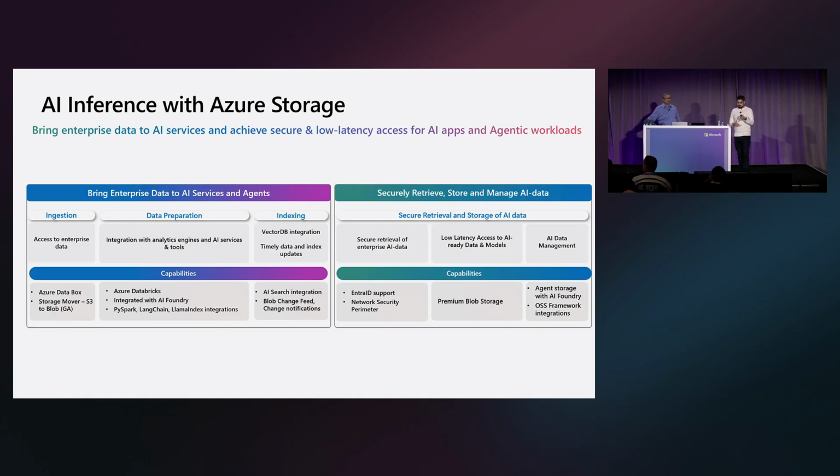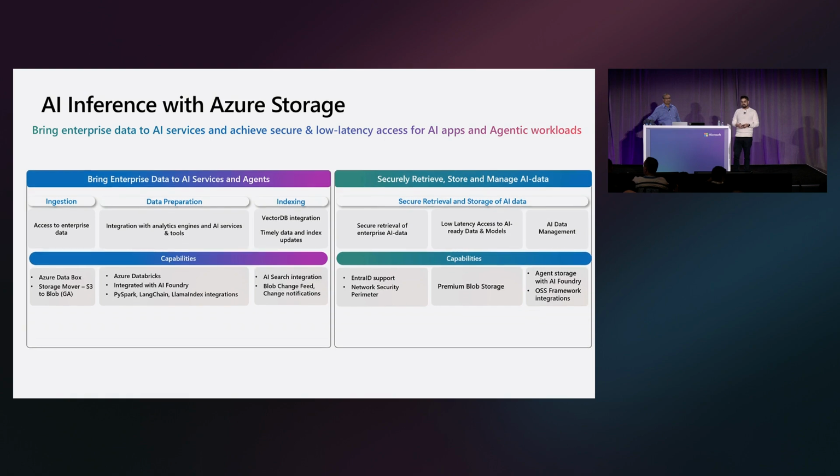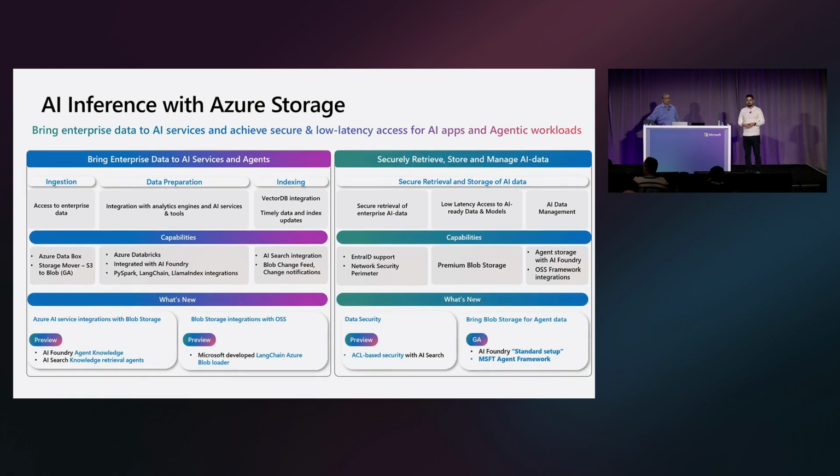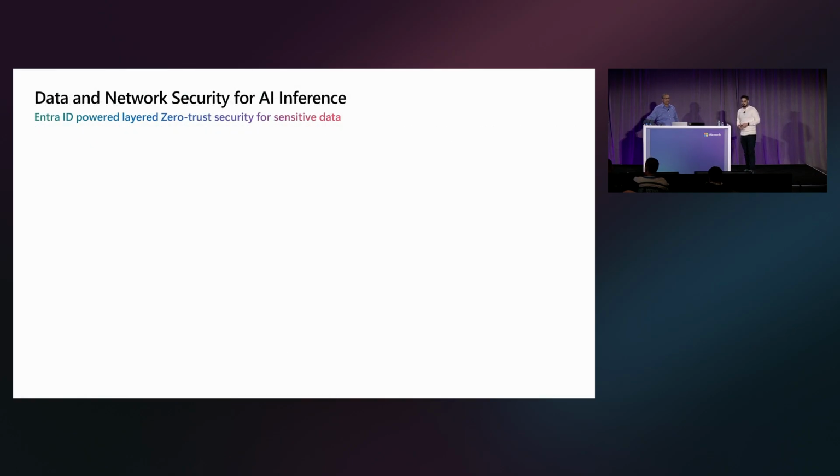The other thing that we have, which we'll talk about in detail, is great security with Entra ID and network security perimeter. And there is a whole set of capabilities that we have announced this time at Ignite, where we integrate deeply with AI services across AI Foundry, AI Search, and of course, ensuring all of these things can get integrated into agents that you build with both first-party Azure services and third-party OSS services as well. So let's dive in a bit into security, and let's look at what we have across data and network security.